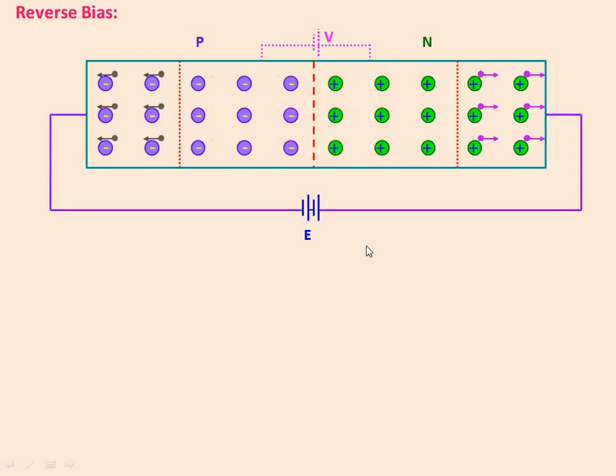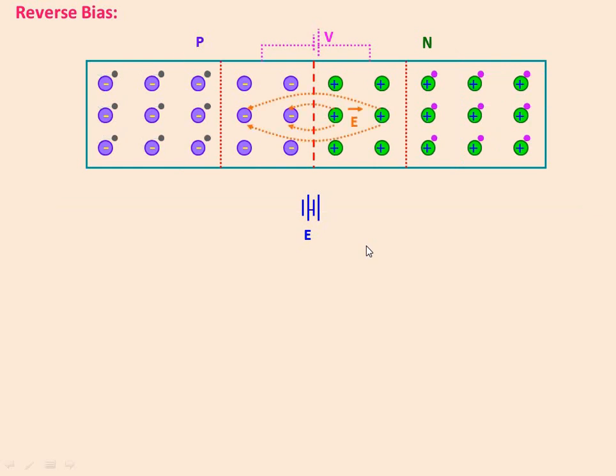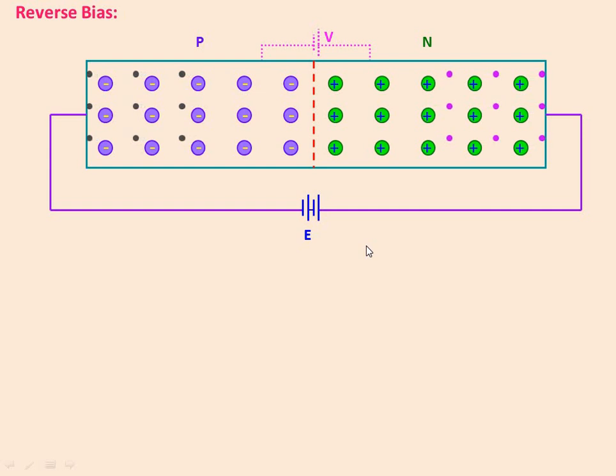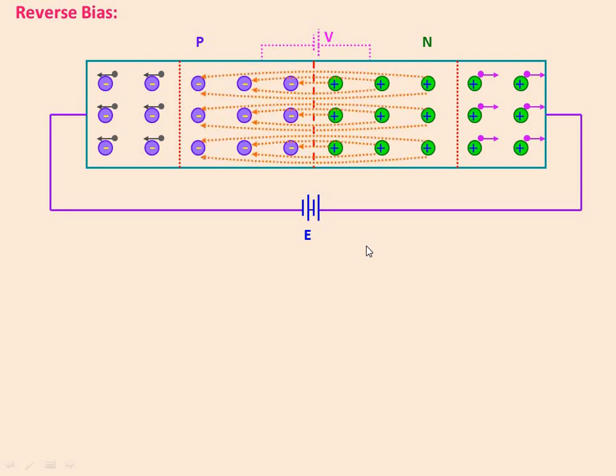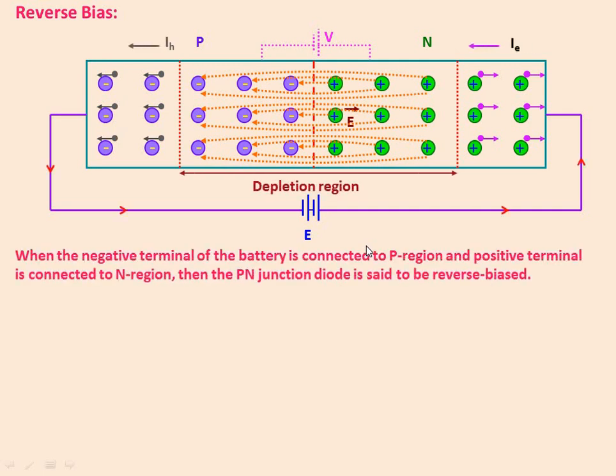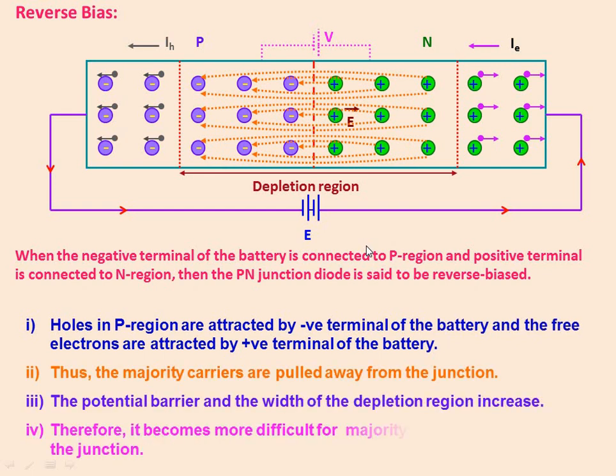So now let's understand how the current flow will be. Look here carefully. The moment you join, there will be an attraction now. Holes will be attracted towards the negative terminal while electrons will be attracted towards the positive terminal. Now let's understand what the depletion layer condition will be, and how the current direction will be. All this we'll look at in detail.